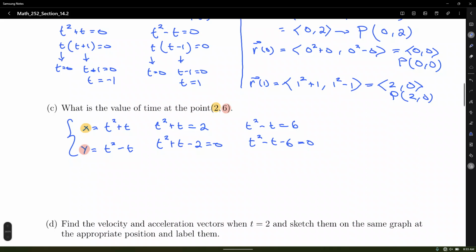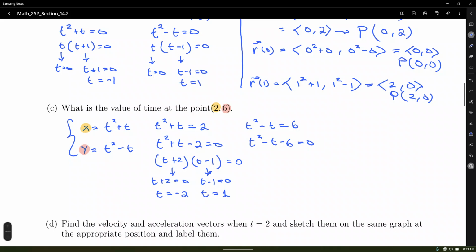Here we can easily factor these two trinomials because, potentially, the coefficient on the square term is 1, so we can use the double bubble method. That is, we find factors of -2 that add up to 1, and those numbers are +2 and -1. That means either t plus 2 equals 0 or t minus 1 equals 0, and that means t equals -2 or t equals 1.